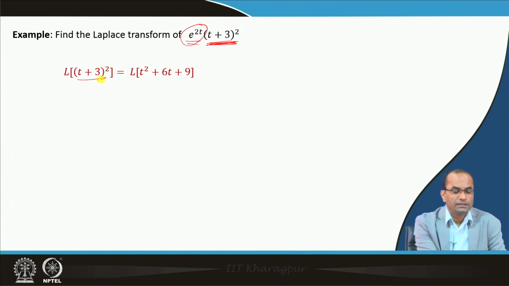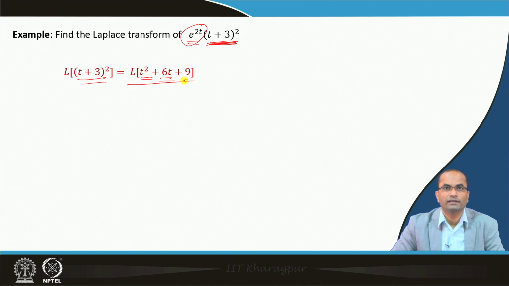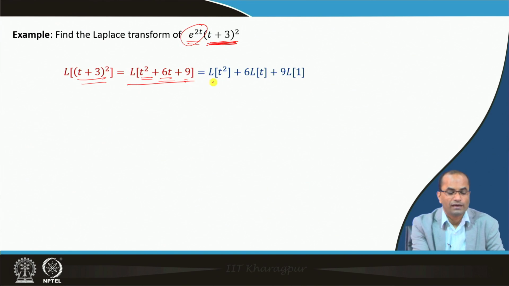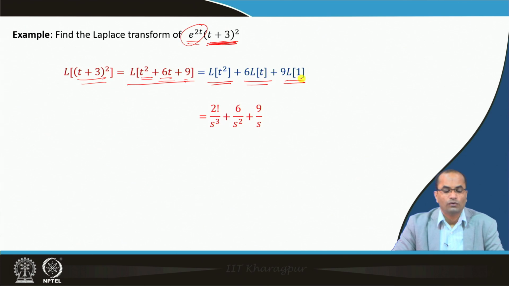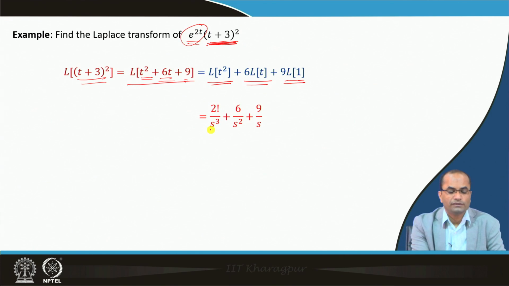So, t plus 3 whole square is t square plus 6 t plus 9, and then we can use the linearity property to find this Laplace transform. So, we have the Laplace of t square, 6 times Laplace of t, plus 9 times Laplace of 1. Here the Laplace of t square is factorial 2 over s cube, then the Laplace of t is 1 over s square, and the Laplace of 1 is 1 over s.